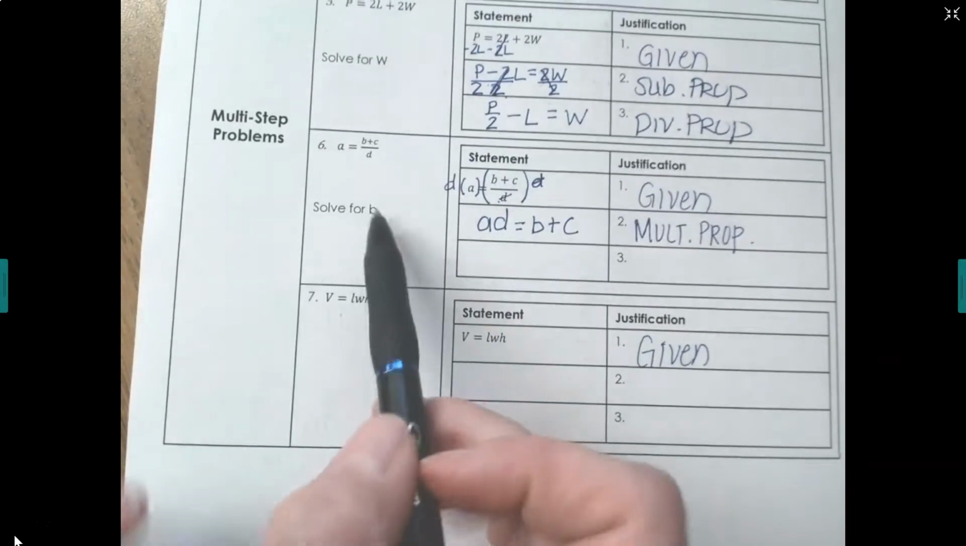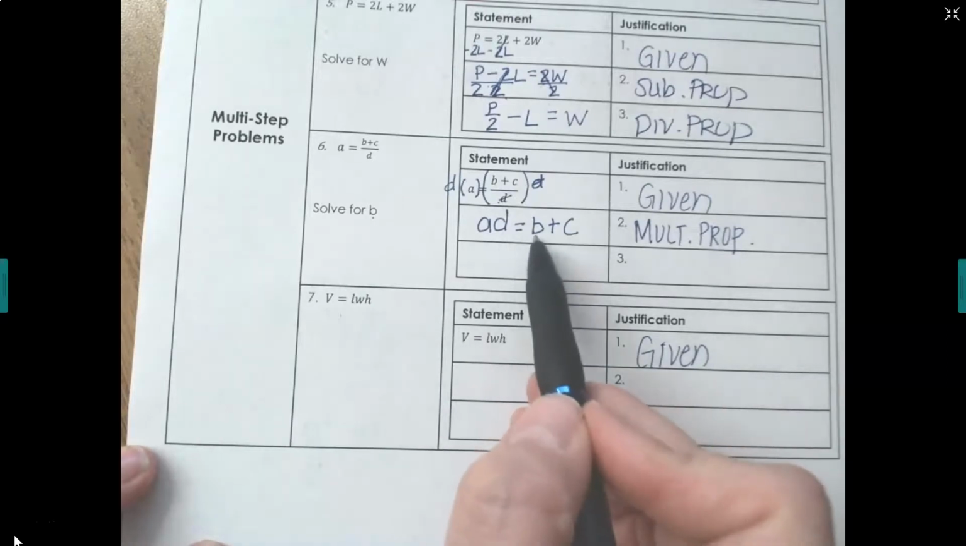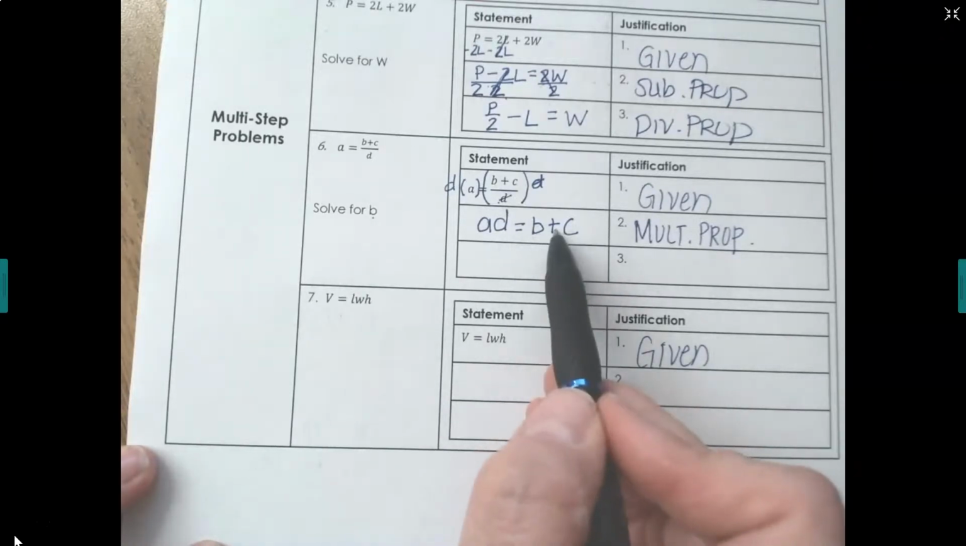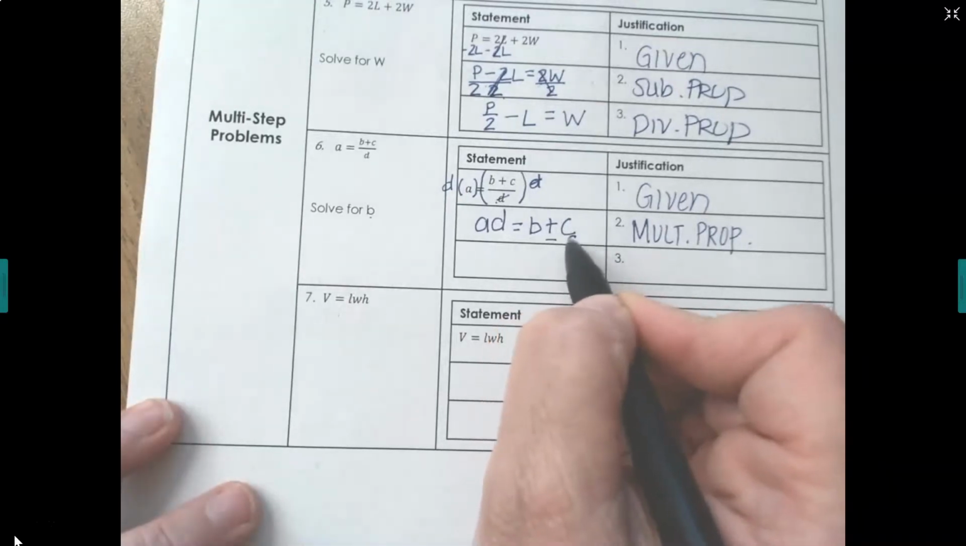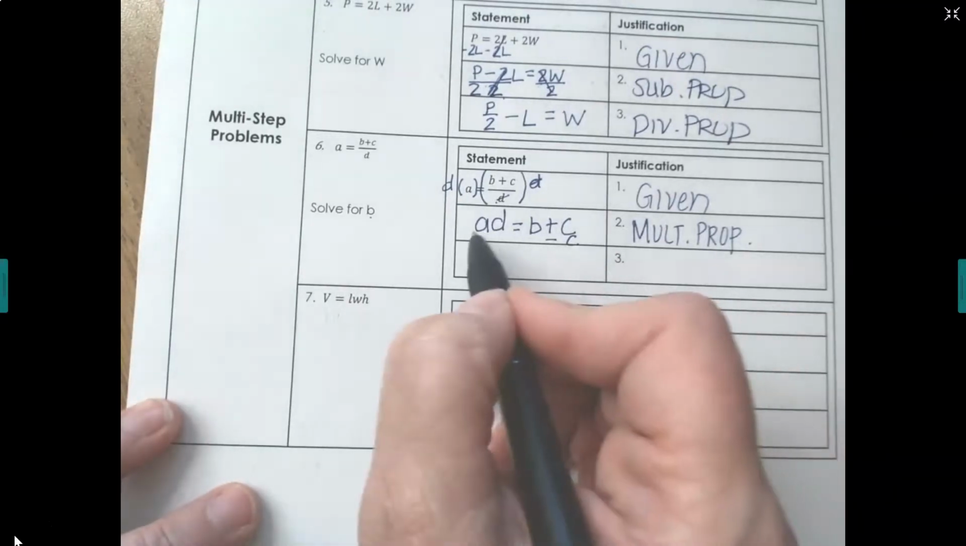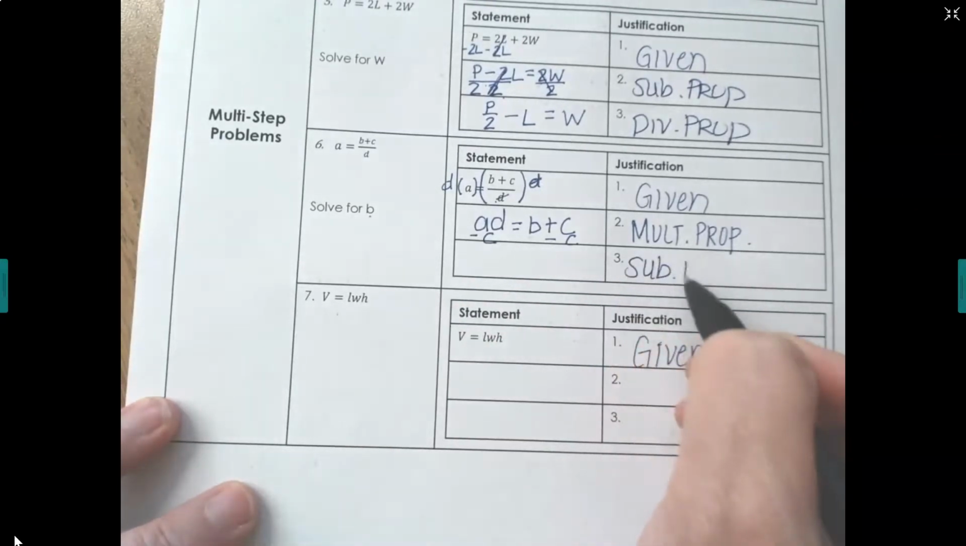Okay, now remember, we're trying to get B alone here. Here's my B. I have a plus C going on over here because I got 2 terms. I don't want the plus C, so let's move the plus C. Do the opposite operation, minus C. And we're allowed to do this because of our subtraction property.